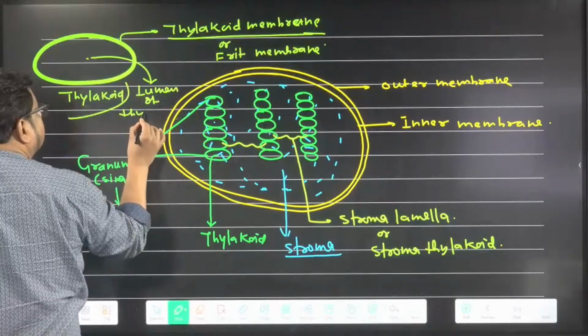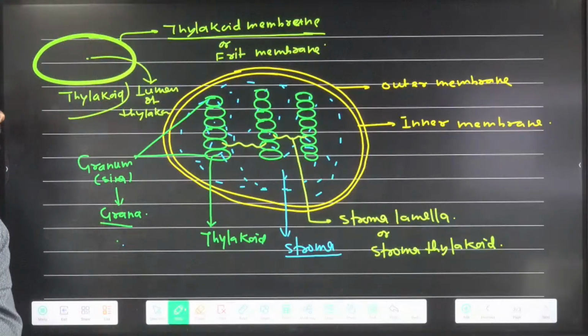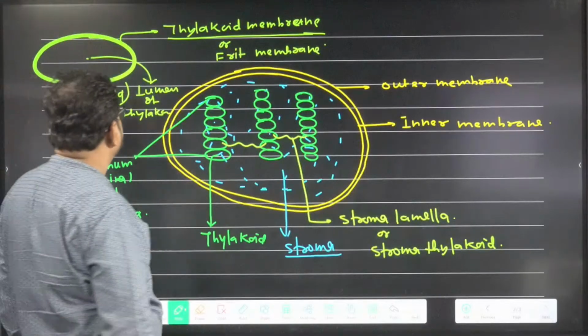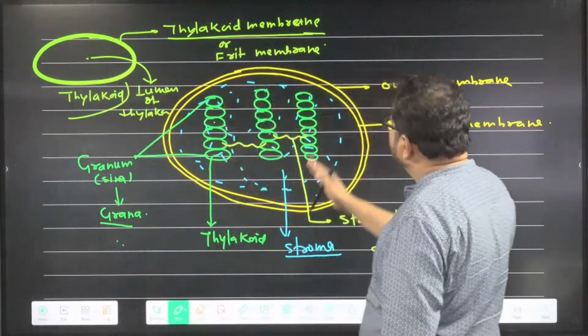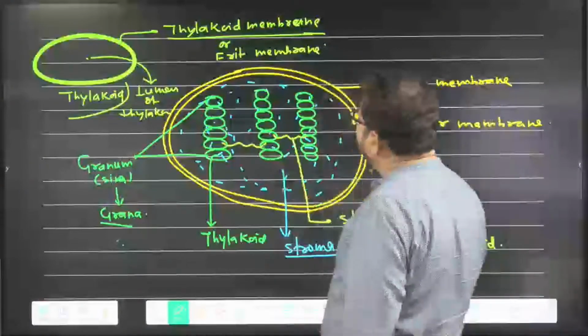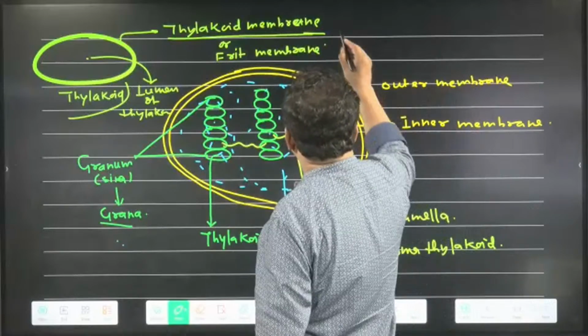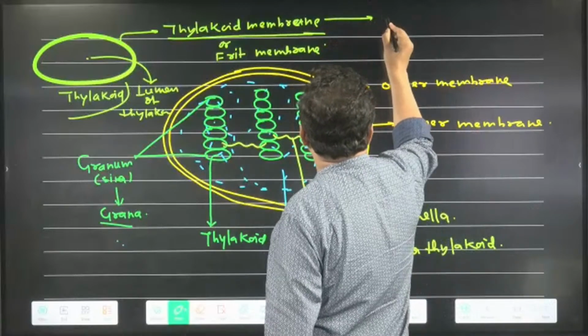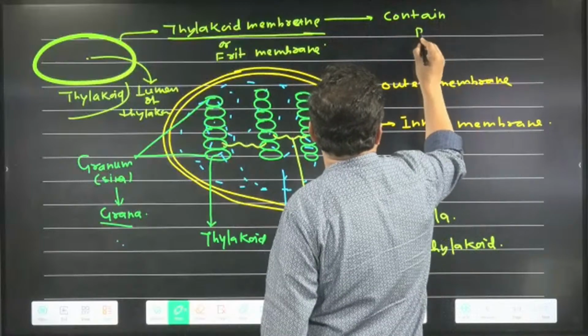Got the idea? So this is a thylakoid, and many such thylakoids, when stacked over each other, form which one? Granum, and many granum together is called grana, and in a grana, two granum are joined together with a stroma lamella or stroma thylakoid. Now, the thylakoid membrane contains photosynthetic pigment.